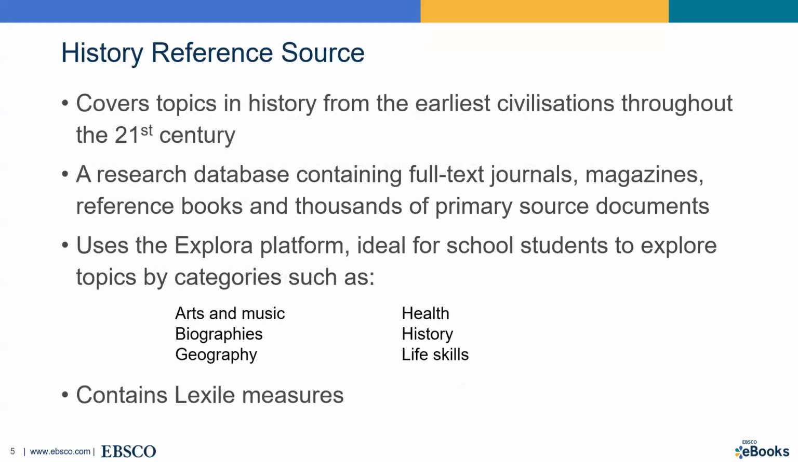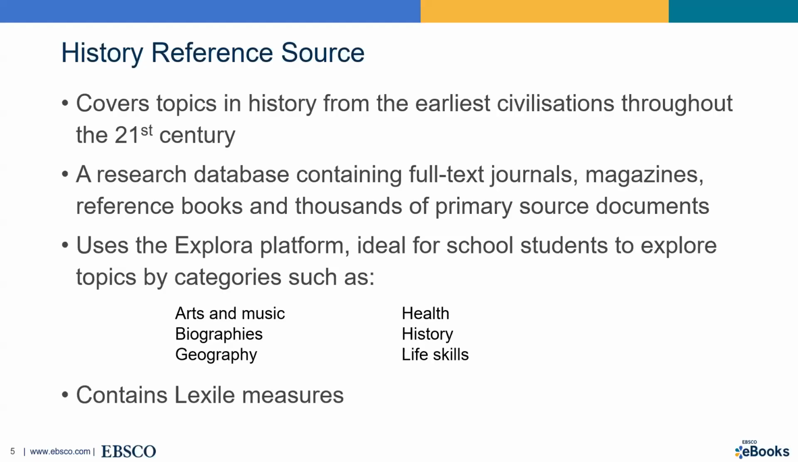So what is History Reference Source? This is a database that covers topics in history from the earliest civilizations through the 21st century. It's a research database that contains full-text journals, magazines, reference books, and thousands of primary source documents. History Reference Source uses the Explorer platform, which is ideal for school students to explore topics by categories such as arts and music, biographies, geography, health, history, life skills, and many more.